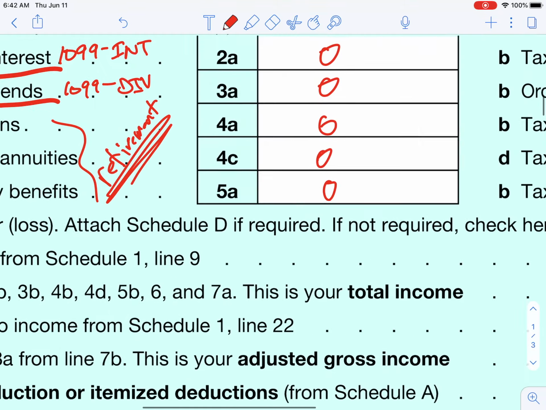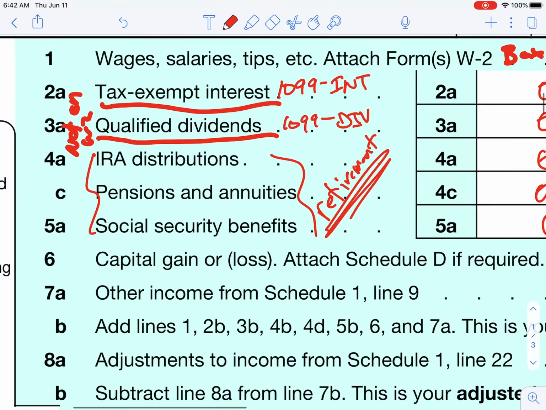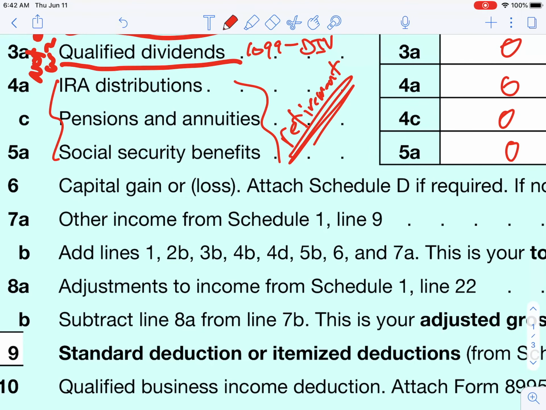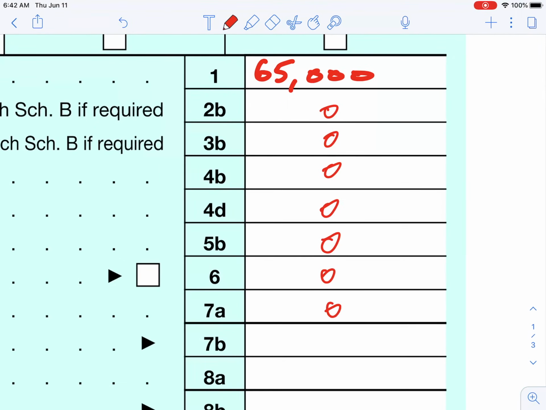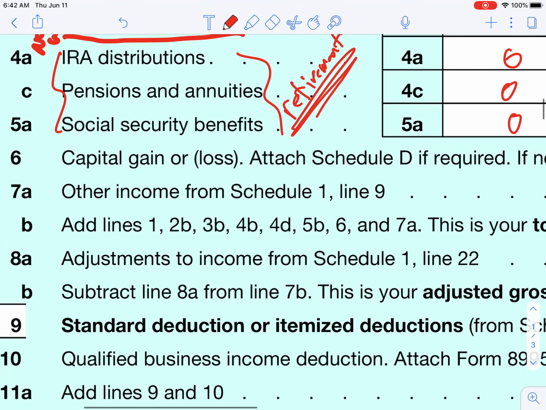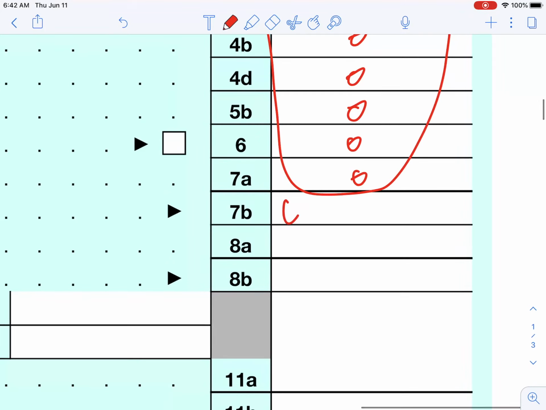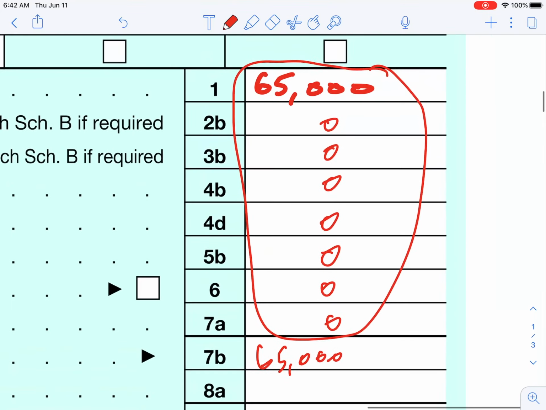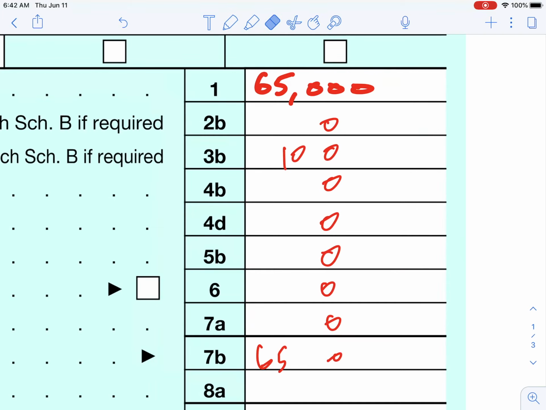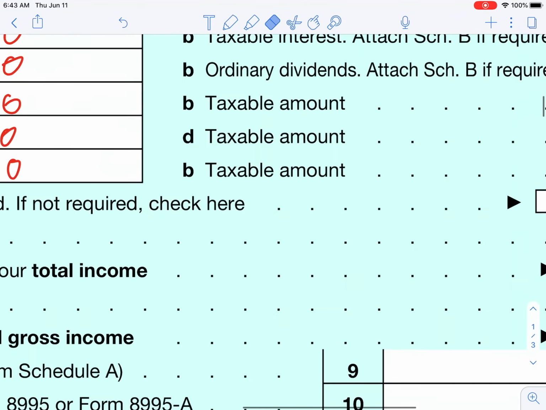Number 6, capital gain or loss. There's no capital gain or loss. Number 7, other income. There is no other income. 7B, add up all the lines. So we're going to add up all the things here. 65,000. Obviously, if there was something in one of these, then you would add it up. Since there's not, you're going to leave it blank.